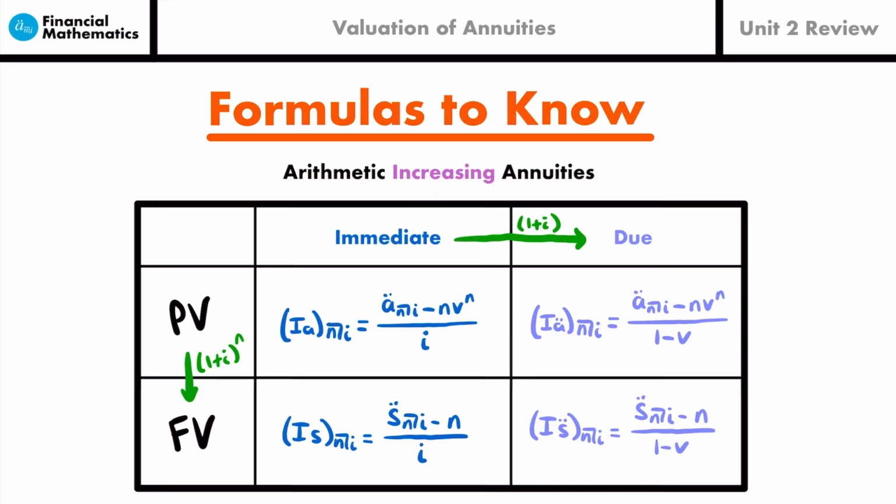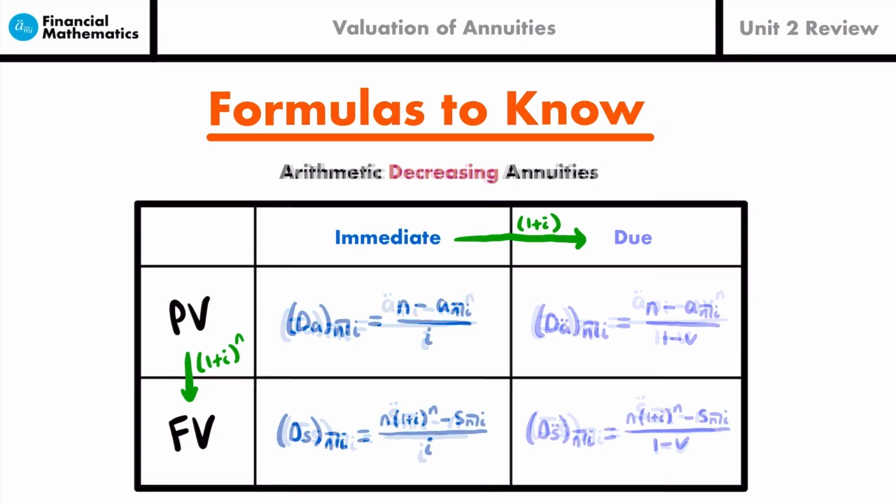Now let's look at arithmetic decreasing annuities. For arithmetic decreasing annuities, we also have immediate formulas and due formulas for both present value and future value scenarios. And before we take a look at them, arithmetic decreasing annuities are annuities where every payment decreases by a set amount. Okay, so every payment might decrease by $100 every period, or maybe every payment decreases by $1,000, whatever it may be, every single payment decreases by a set amount.